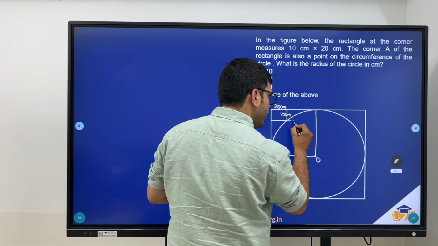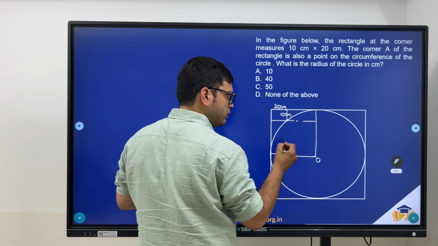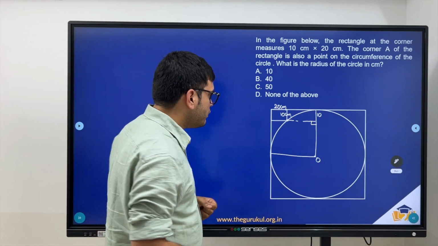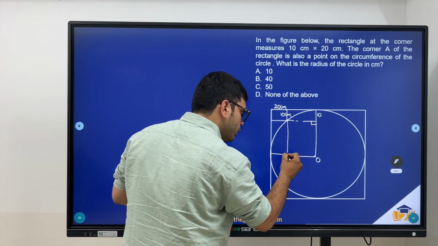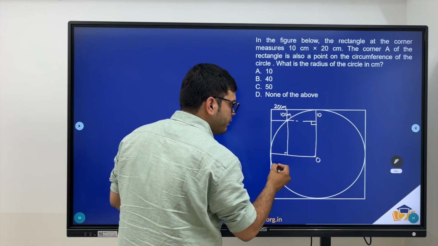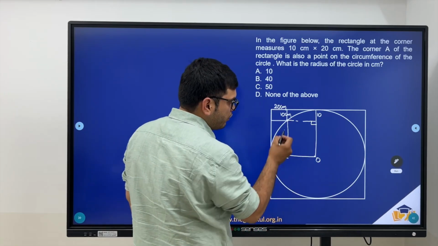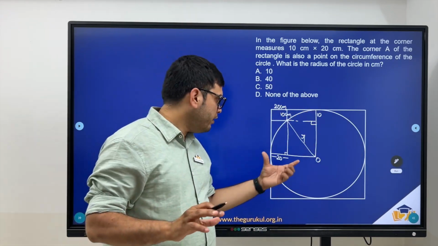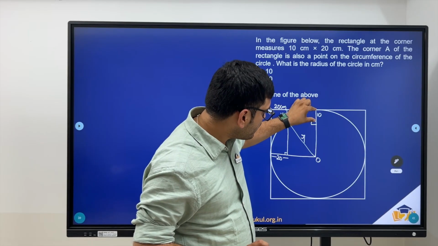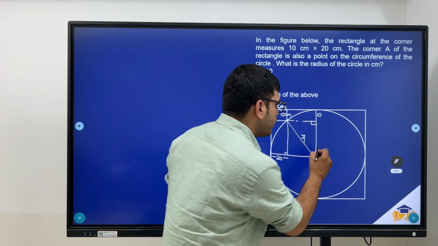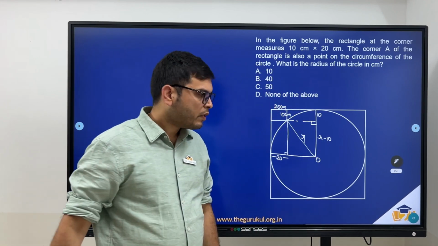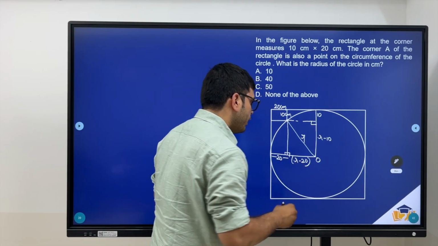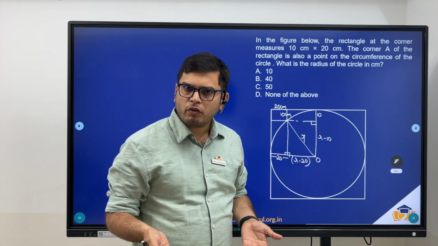Now if I drop a perpendicular from this vertex to here, now this distance would be 10 centimeters. Similarly, if I drop a perpendicular from this vertex to this radius, then this will be 20 centimeters. We know that this is nothing but radius of the circle. Now this is also radius and this is also radius. Now if this is 10 centimeters, what will be the length of this part? This would be r minus 10. And what would be the length of this part? R minus 20. And in this right angle triangle, we can apply Pythagoras theorem, right?